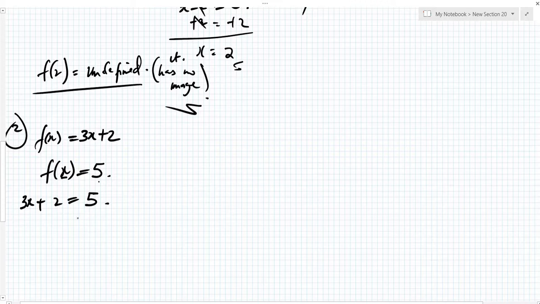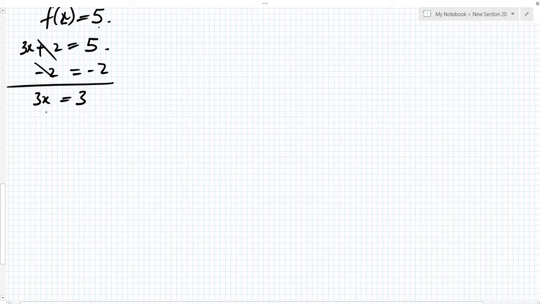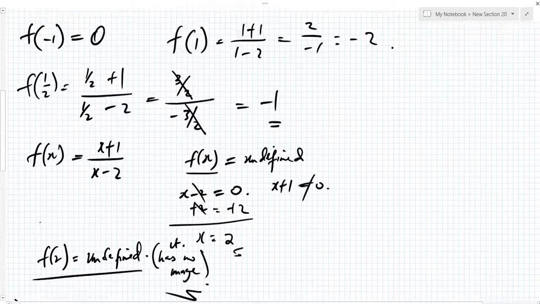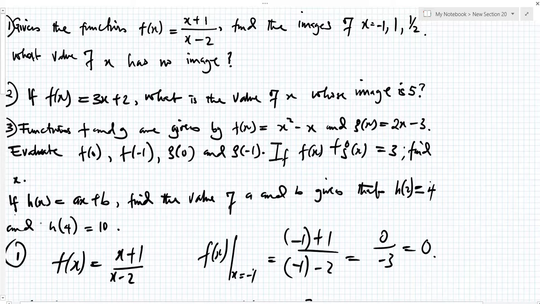To get our x, we need to solve this. So to solve this, we add minus 2 to both sides. This will cancel out this. You have 3x equal to 5 minus 2, which will give you 3. Now we divide both sides by 3. This will cancel out this, you have x, and this cancels out this, you have 1. So at the point where x is equal to 1, the image is 5. That is question 2.